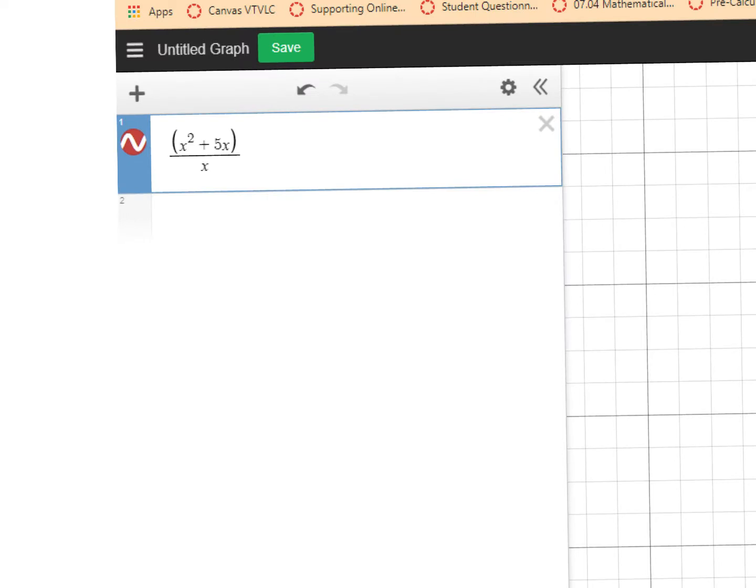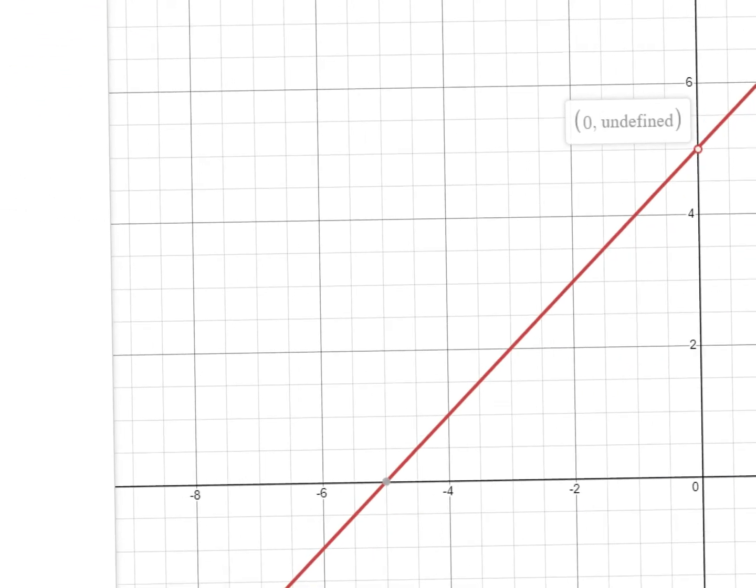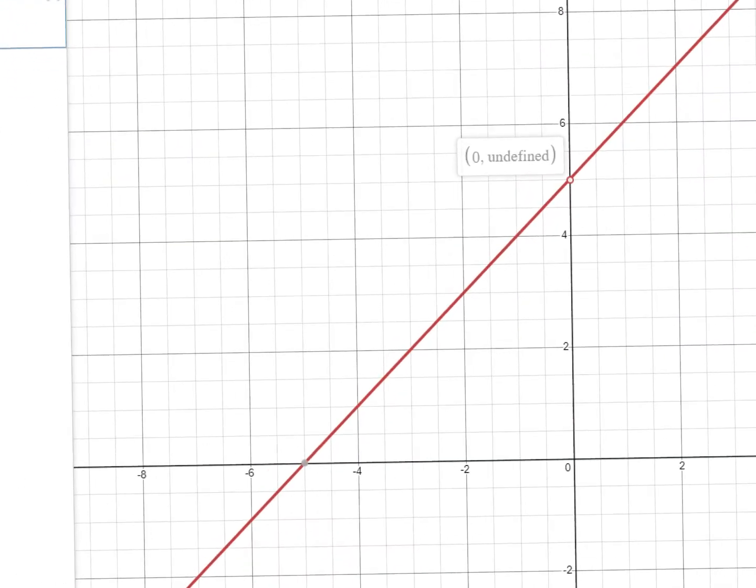So I've got this rational function here. It's not factored or anything, but I graphed it. And what I'm seeing is this line, and I see this line, and what is that equation, that line? Let's see. The scale's a little weird here.